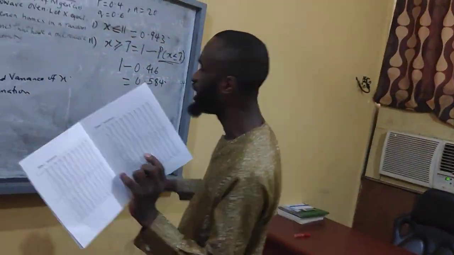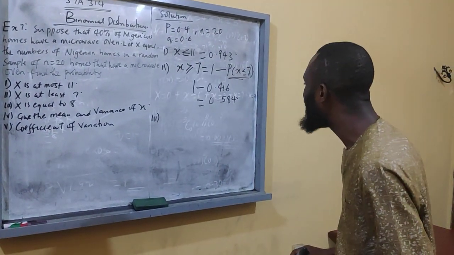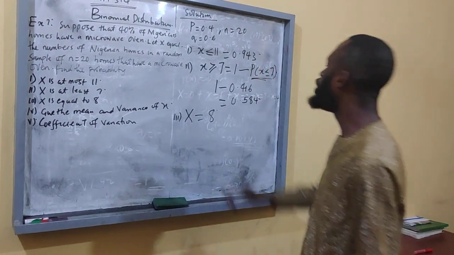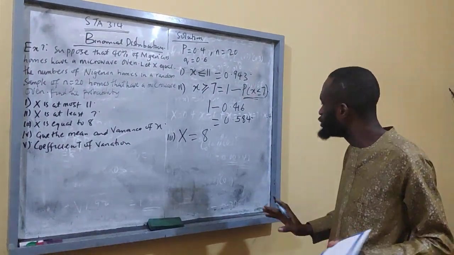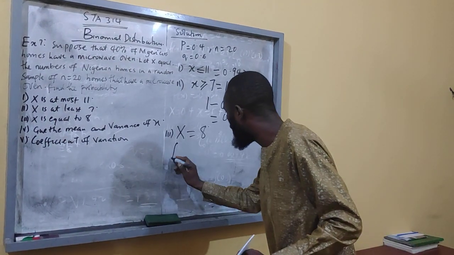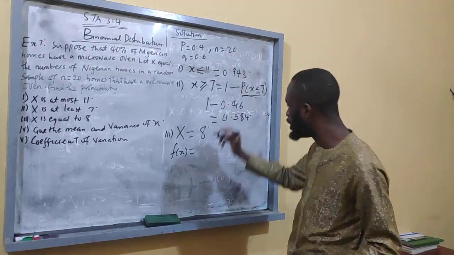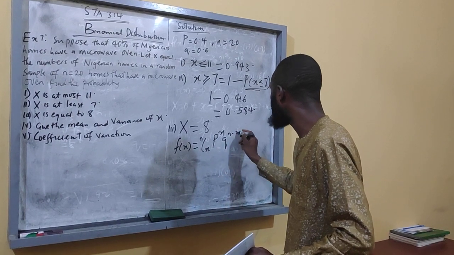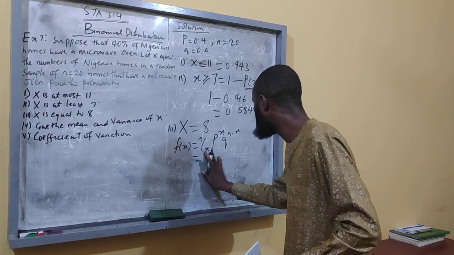Now, Roman figure 3, S is equal to 8. That one is an exact value, so you can use the formula, don't use the table. What is the formula? F of X equals the total number of N, combination X, P of X, Q of N minus X. Then if I use the formula, I have 8, and 20 combination 8.